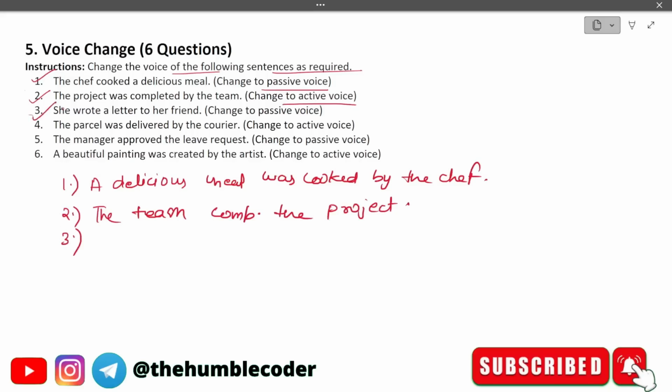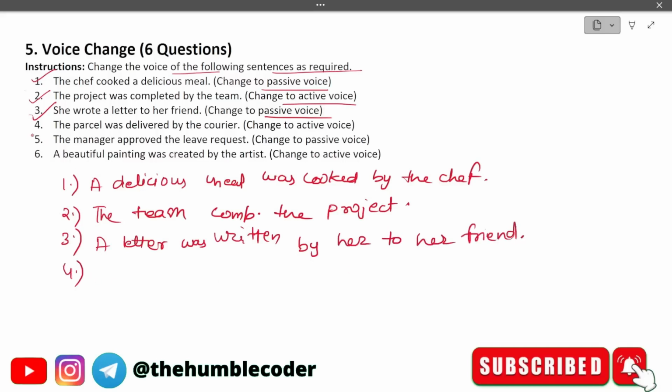The question is, she wrote a letter to her friend, and we need to change this in passive voice. So the answer for this one is going to be, a letter was written by her to her friend. Okay, so this is going to be the correct answer.